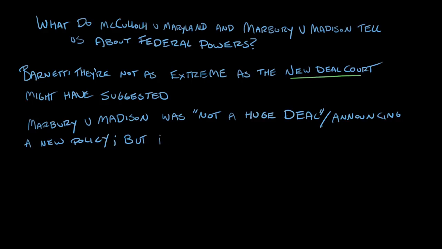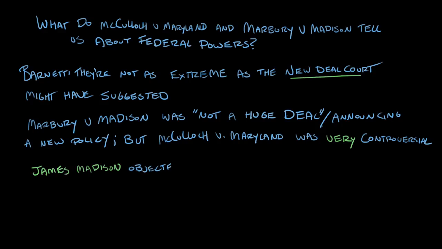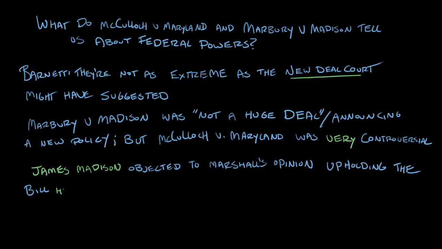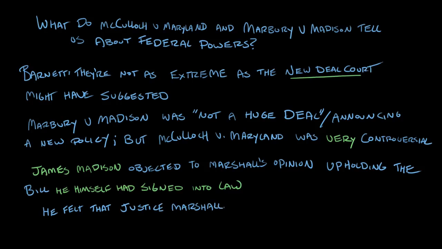McCulloch versus Maryland, on the other hand, was extremely controversial when it was decided. And in fact, quite oddly, James Madison, who had signed the bill authorizing the second bank into law, strenuously objected to John Marshall's opinion in McCulloch versus Maryland upholding the bill that Madison had signed into law. So Madison still maintained that Marshall had a latitudinarian or overly broad interpretation of federal power, even in upholding the bill that Madison by this time had come to believe was constitutional.